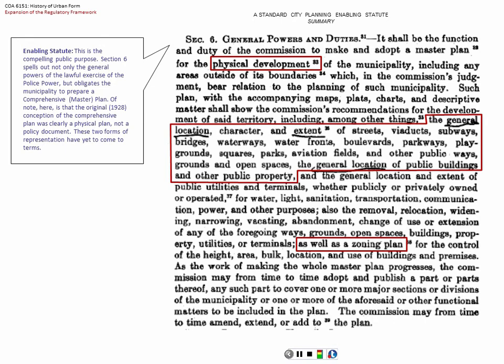Such a plan, with its accompanying maps, plats, charts, and descriptive matter, shall show the commission's recommendations for the development of the territory, including, among other things, the general location, character, and extent of streets, viaducts, subways, bridges, waterways, waterfronts, boulevards, parkways, playgrounds, squares, parks, aviation fields, and other public ways, grounds, and open spaces, the general location of public buildings and other public property, and the general location and extent of public utilities and terminals, whether publicly or privately owned or operated, and so forth. Also for the removal, relocation, widening, narrowing, vacating, abandoning, change of use or extension of any of the foregoing ways, grounds, open spaces, etc., as well as a zoning plan.